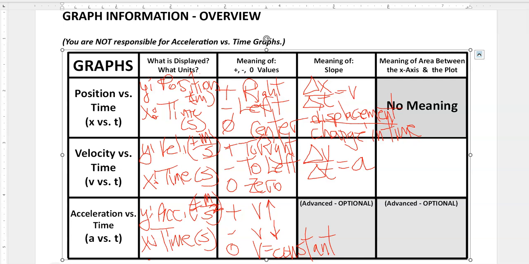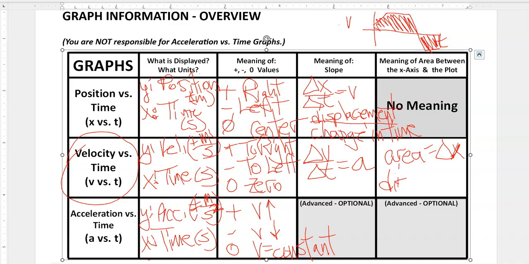Now, the last thing that you do need to know is what the area between the plot and the x-axis is called for a velocity curve. So I'm going to draw a little example up here. Here's a velocity versus time plot, and let's say it goes up and across and comes down and over. We're talking about the area that's between the plot and the x-axis, this area. That area is equal to displacement, which we abbreviate as delta x, or we can just spell it out as the word displacement.